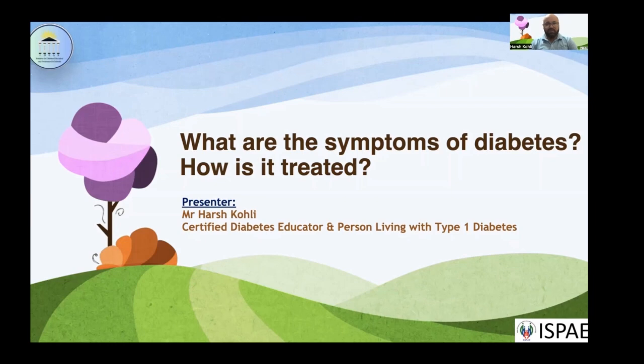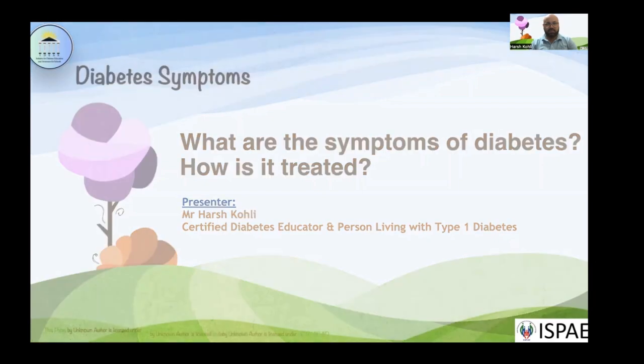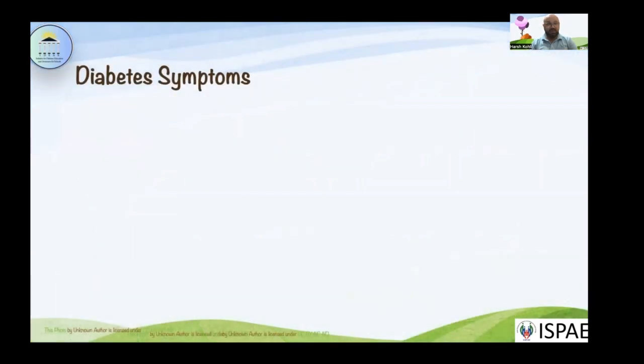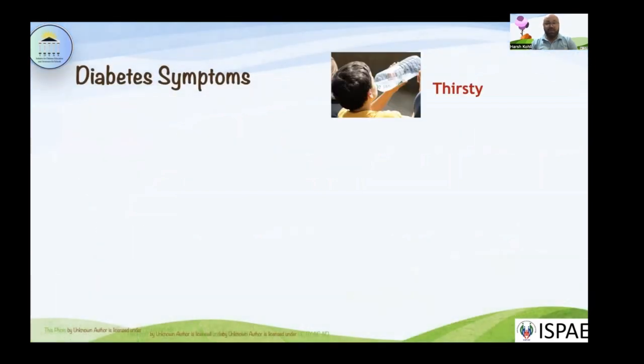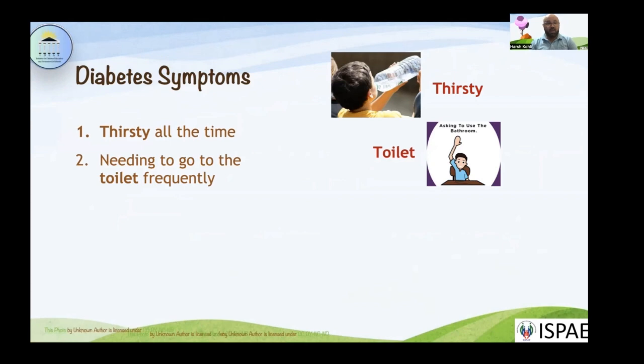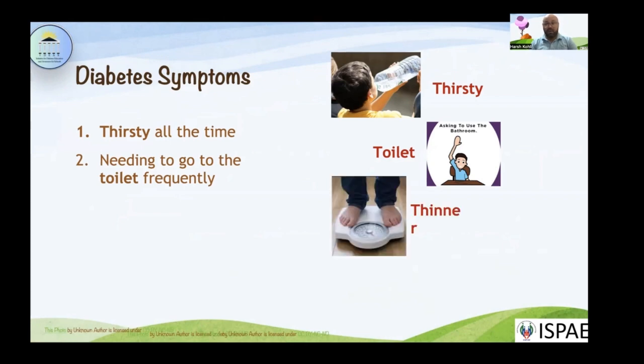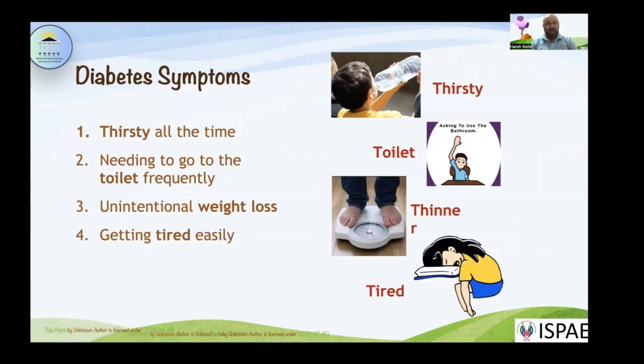What are the symptoms of diabetes and how is it treated? Diabetes symptoms. One feels thirsty all the time. One needs to go to the toilet very frequently. There is an unintentional weight loss. And the person gets tired very easily.